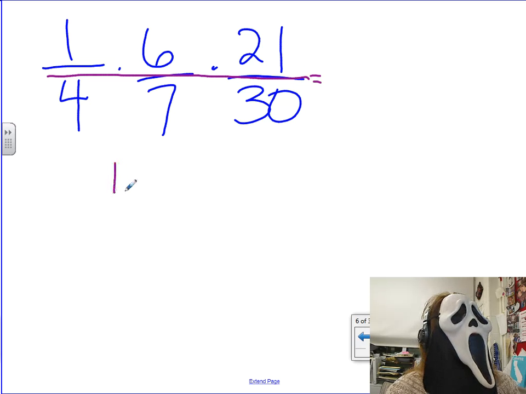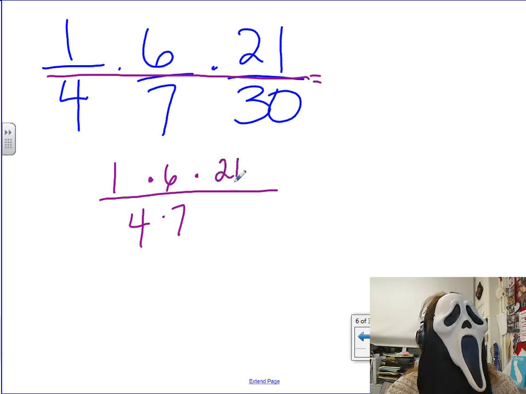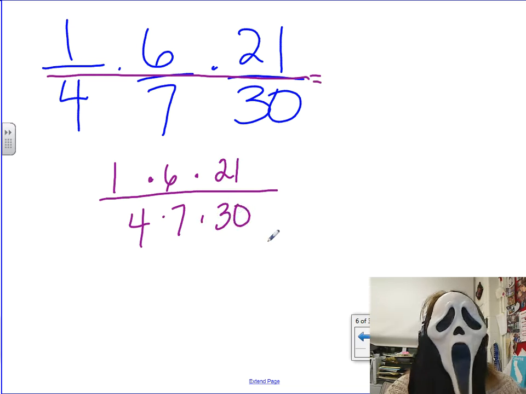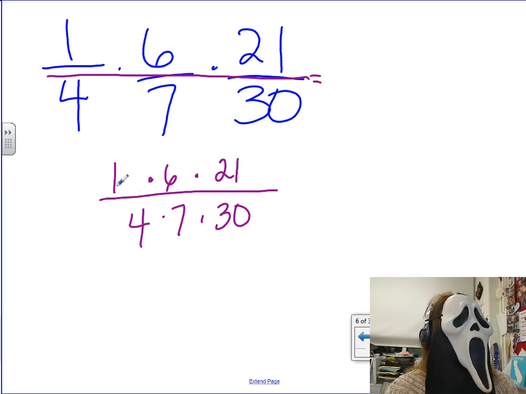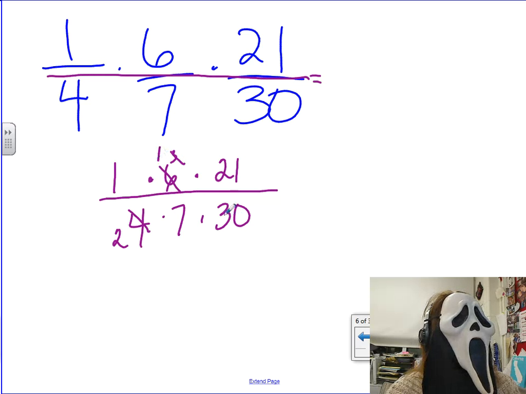1/4 times 6/7 times 21/30. Let's get fractionating. A 6 has a factor of a 2, which I see down there in the 4. When I divide by 2, that leaves 3. Divide by 2 is 2. This 3 can take a 3 out of the 30. Now I'm left with 1, and this becomes 10.